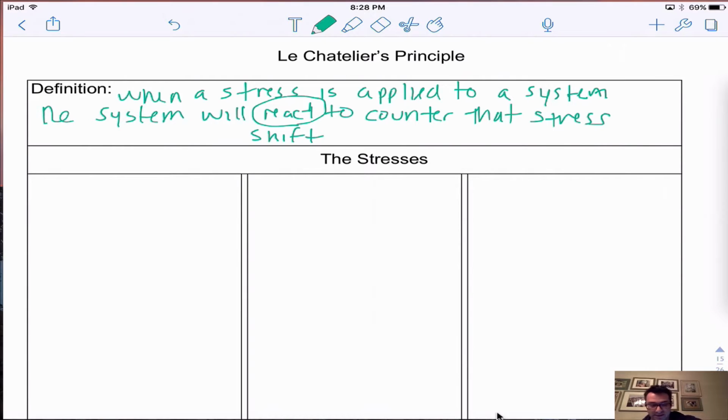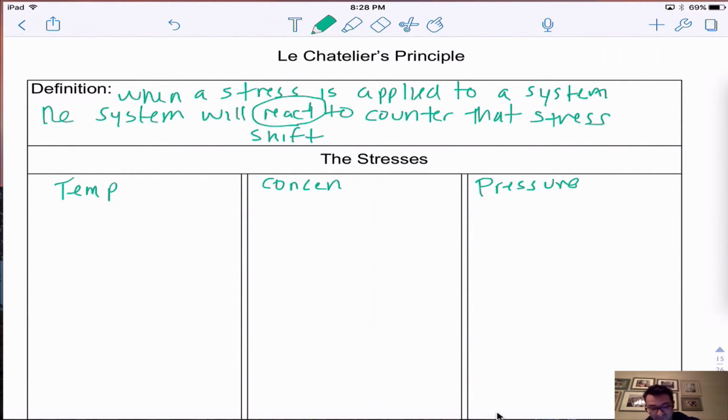Well, what are the three stresses? We could have temperature as a stress. We could have concentration as a stress. And we can also have pressure as a stress if there's gases. So those are our three stresses. And what we can do with each of these, for temperature we can either increase it or decrease it. With concentration we can either increase or decrease either the reactants or the products. And with pressure we can either increase it or decrease it. And we can do that by changing the volume of the container.